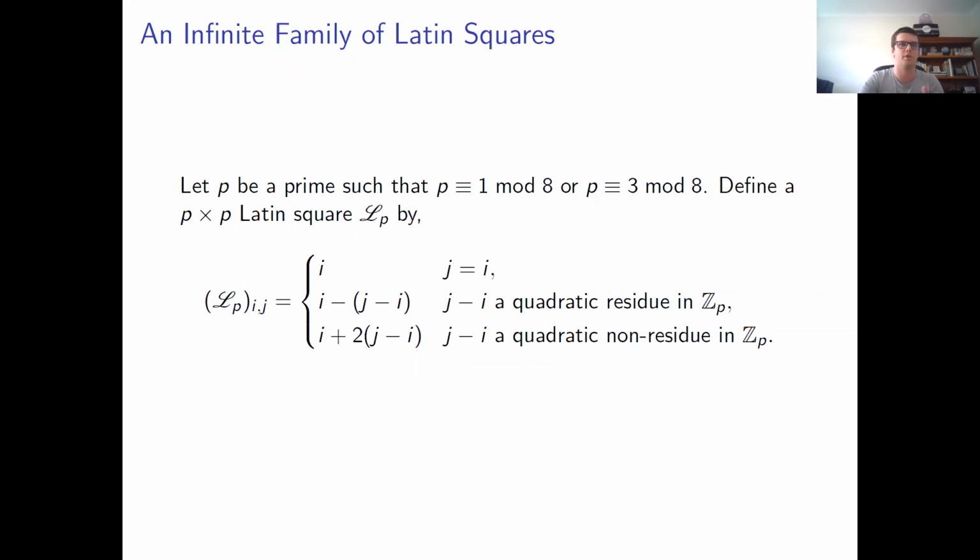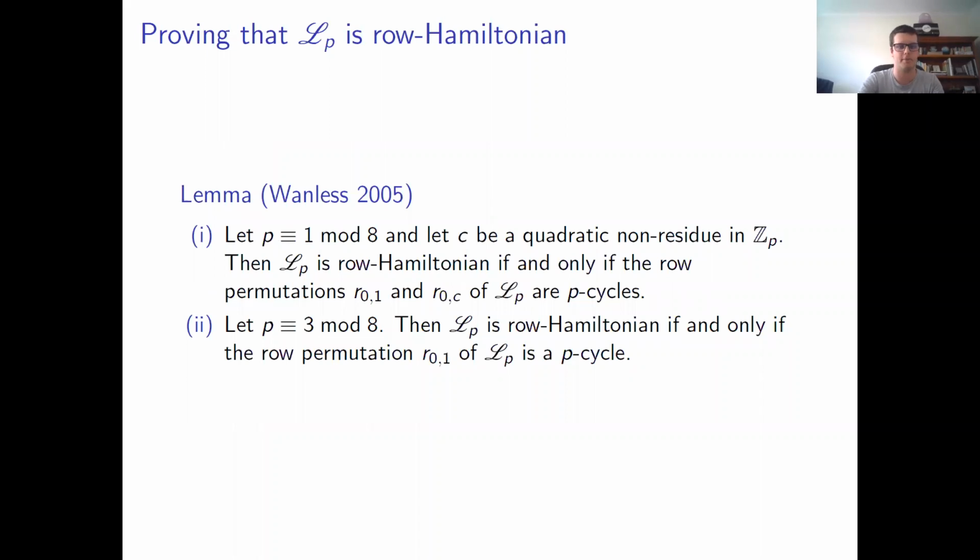And Wanless conjectured that this family has nu equals 4, except for L_3 and L_19, which are known to be atomic. And it had been verified that nu of L_p was 4 for all primes less than 10 to the 7 when p was 3 mod 8, except for 319. And it had been verified that these had nu equals 4 for all primes less than 3000 when p was 1 mod 8. And we showed that these squares had nu equals 4 for all primes other than those 2 exceptions.